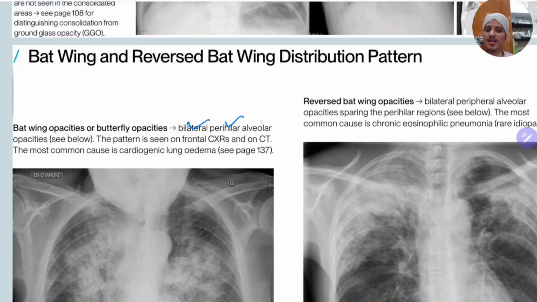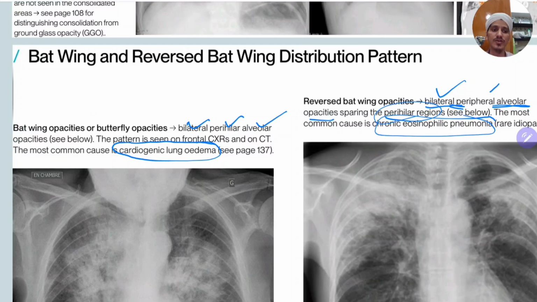So bilateral perihilar alveolar opacities. This pattern is seen in frontal chest X-ray and on CT. Most common cause is cardiogenic lung edema. Reverse batwing opacity is bilateral peripheral alveolar opacity, sparing the perihilar regions. The most common cause is chronic eosinophilic pneumonia.